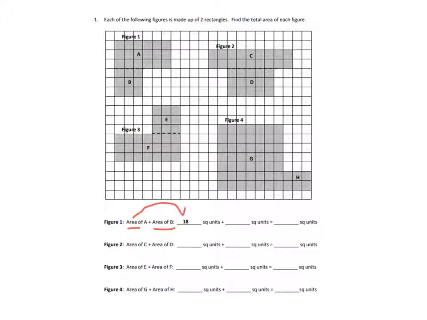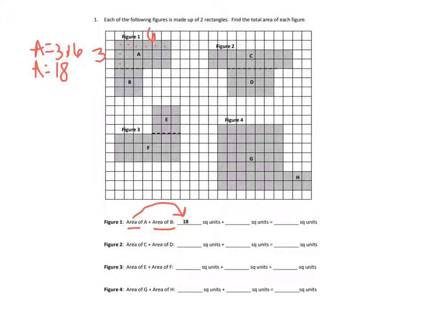So area A, we see that they gave us, which was 18 square units. If I count to figure out the width, I see that we have 3. And then if I count to figure out the length, I see that we have 6. So I know that when I multiply 3 times 6, I'm going to get an answer of 18. So that's where the 18 square units is from. Now, we need to figure out the area of letter B.